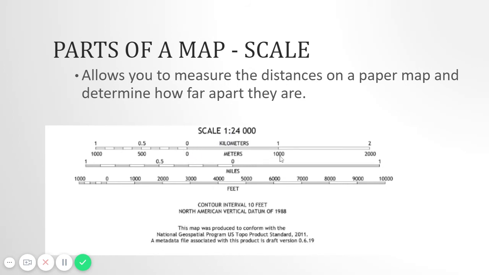This is going to be more useful to us. This scale at the bottom here where it says this is a kilometer, this is 2 kilometers, this is 0 meters, 1,000 meters. You can use a ruler to measure distances on the map and then compare it to the scale here, or you can do a conversion to get distances.